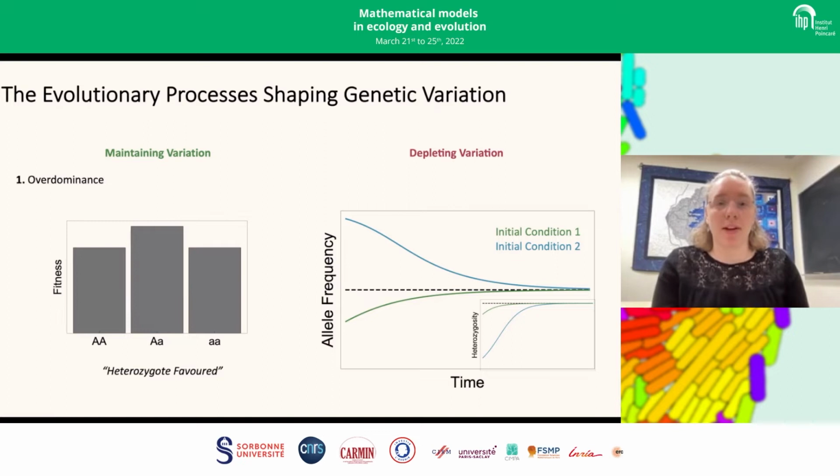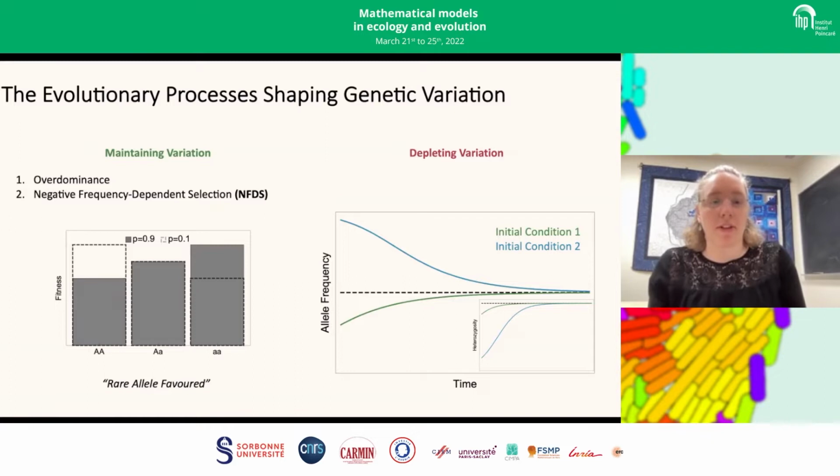So first of all, a couple of processes that maintain variation. One of those is overdominance. This is a situation where, for example, you have a diploid locus and the heterozygote has a higher fitness than both of the homozygotes. And in this case, independent of where you start, your system will approach some intermediate allele frequency. As a result, the genetic variation in the population, which today we're going to measure by heterozygosity, will increase, in the parameter conditions that I'm showing here, to some maximal value.